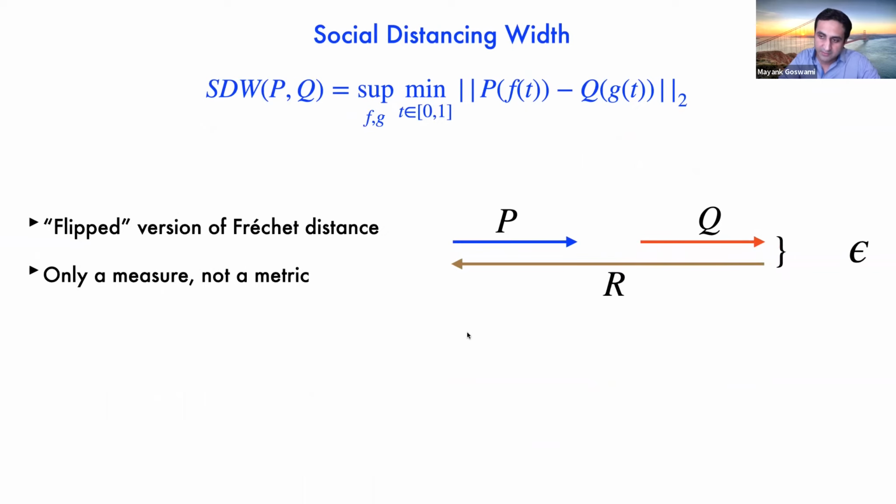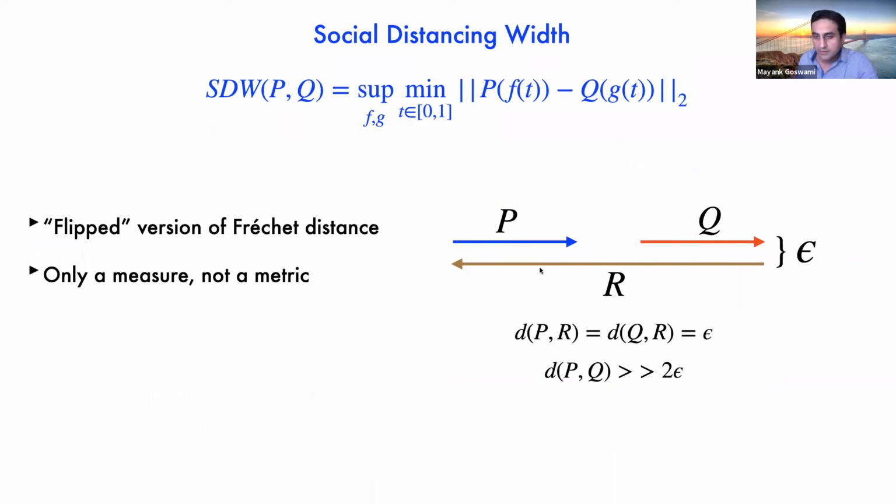So if you look at this example, we have three curves here, P, Q, and R. The social distancing width between P and R, or between Q and R, is just epsilon. Because if an agent is walking on P from left to right, and another agent is walking on R from right to left, the agent on P will cross the agent on R at some time, and their distance will be epsilon. Similarly, the distance between agent Q and agent R will also be epsilon. However, for P and Q, they both could move sort of in parallel.